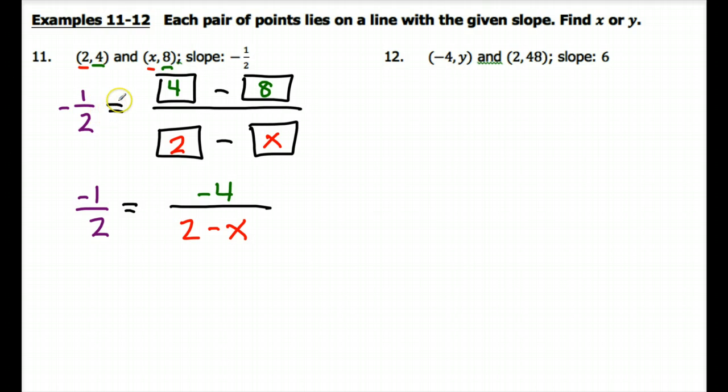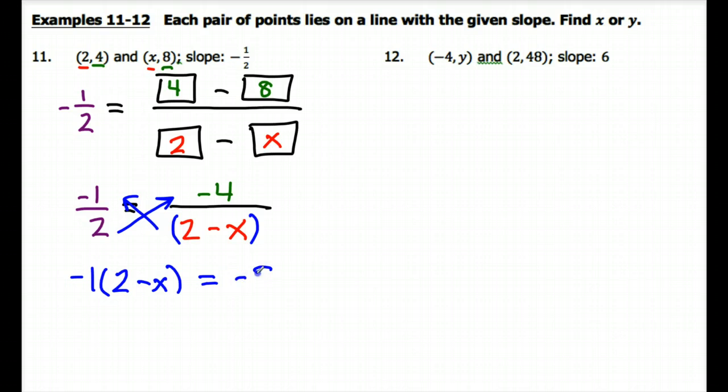And so this is something we did back in Unit 2. We can solve this proportion for x by cross-multiplying. So I'm going to take my diagonals here, keeping in mind that 2 minus x is really inside invisible parentheses, and I'm going to do some cross-multiplication. So I have -1 times the quantity 2 minus x. That's going to be set equal to 2 times -4, which is -8.